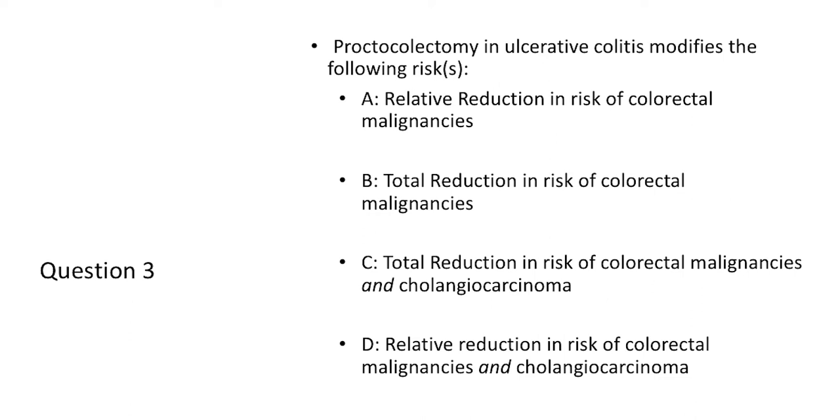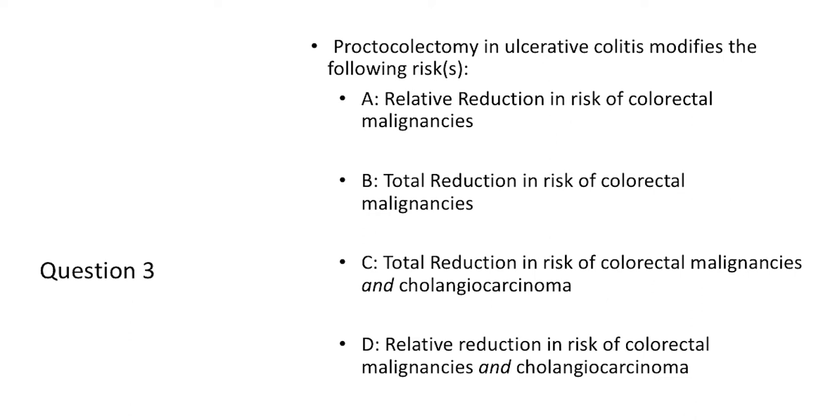Right. Answering question 3: unfortunately, no, it does not. The presence of primary sclerosing cholangitis infers a higher risk of colorectal malignancy, but operating on the colon and doing a proctocolectomy will not reduce your risk of cholangiocarcinoma, unfortunately. However, because you are removing a source of chronic inflammation, such as the colon, you do significantly reduce the risk of colorectal malignancy. So answers C and D are incorrect. They do not have any reduction in cholangiocarcinoma risk.